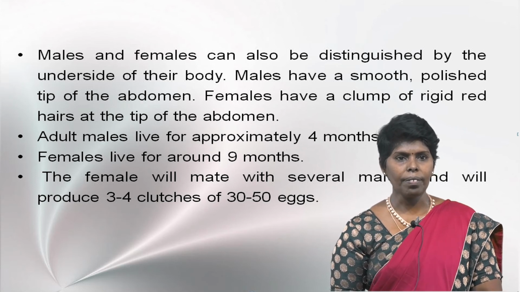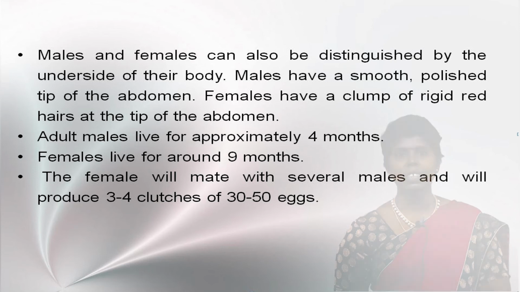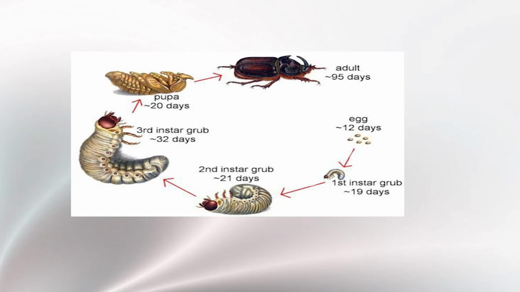Next slide. This is the life cycle of the coconut rhinoceros beetle. The adult, after maturing at 95 days, lays eggs. After 12 days of egg laying, it goes to the first instar grub. The first instar stage lasts for 19 days. After the 20th day onwards, the second instar goes through molting, during which the larval legs form. After 21 days, it undergoes the third instar grub.